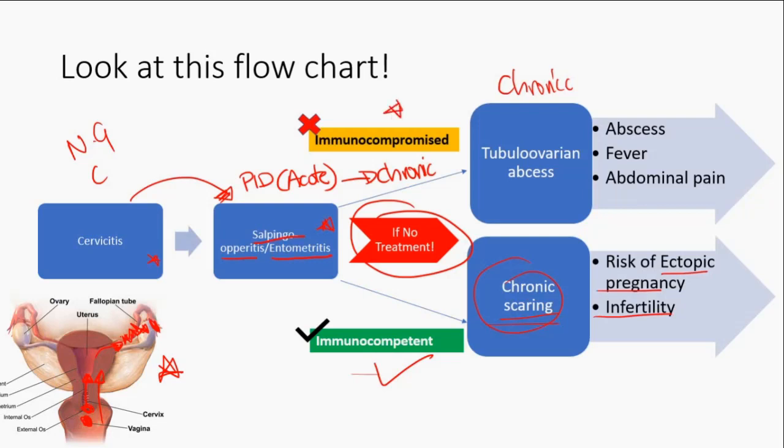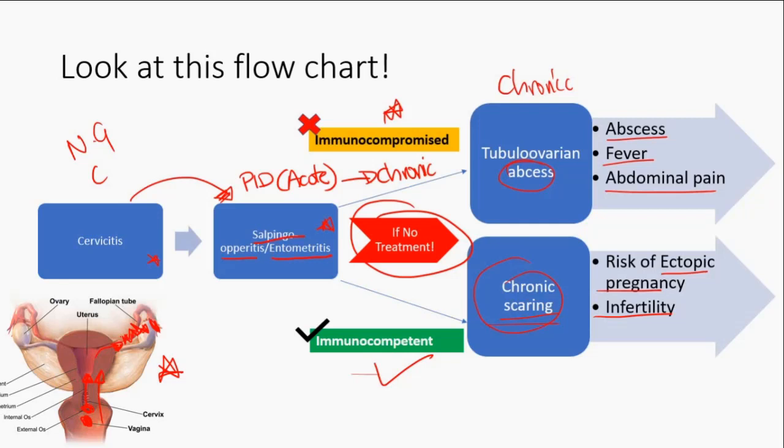Now, on the other hand, if the patient is immunocompromised, in other words, his body is not able to fight off the infection, so the infection is able to continue to spread and proliferate and really act freely, it will eventually turn into an abscess. And this is a very severe case, and it can cause obviously an abscess, fever, abdominal pain, and it can be very, very severe.